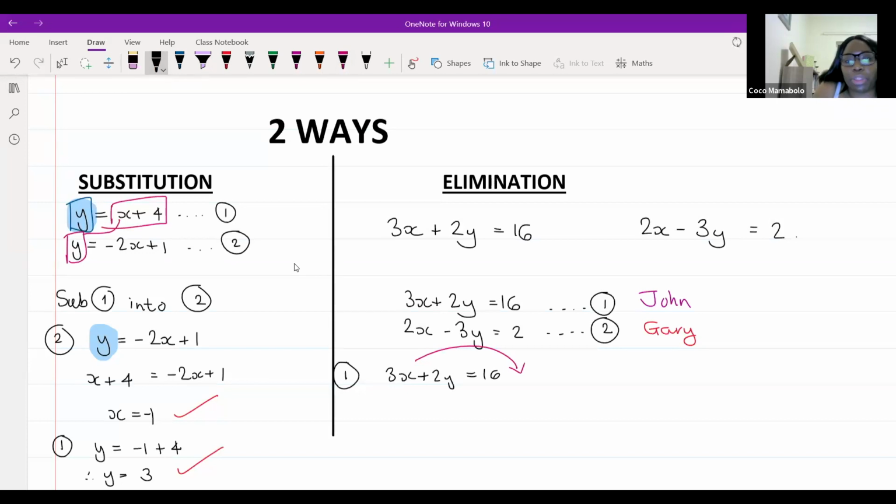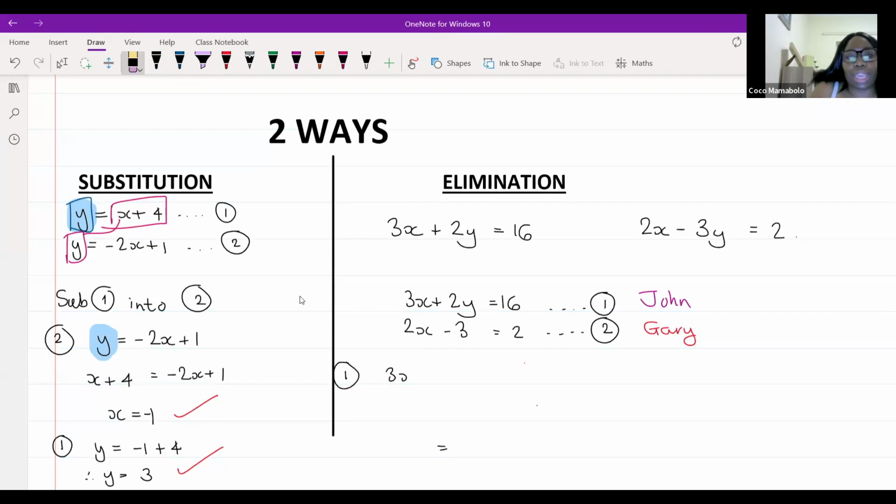I'm going to end up with 2y is equal to 16 minus 3x. Then I'm going to divide through by 2, and I end up with y is equal to 16 divided by 2 is 8 minus 3 over 2x. Now, substituting in a fraction is going to look ugly. Nobody wants to do any of that. So we're not going to do that. Here's what we're going to do.